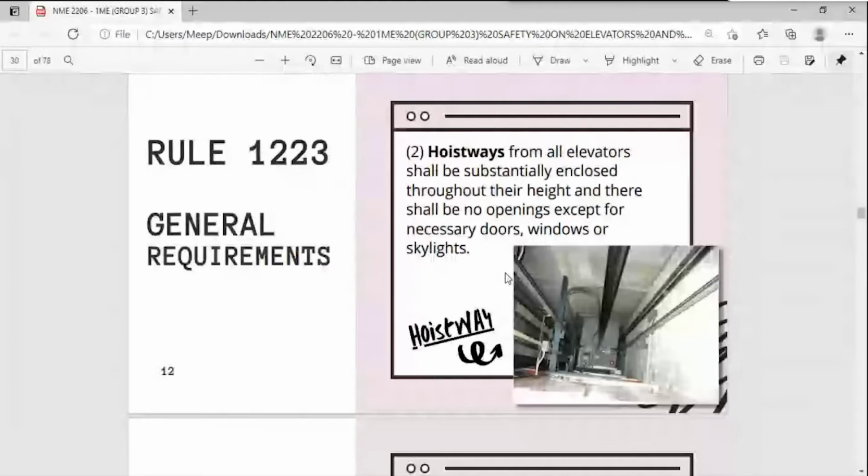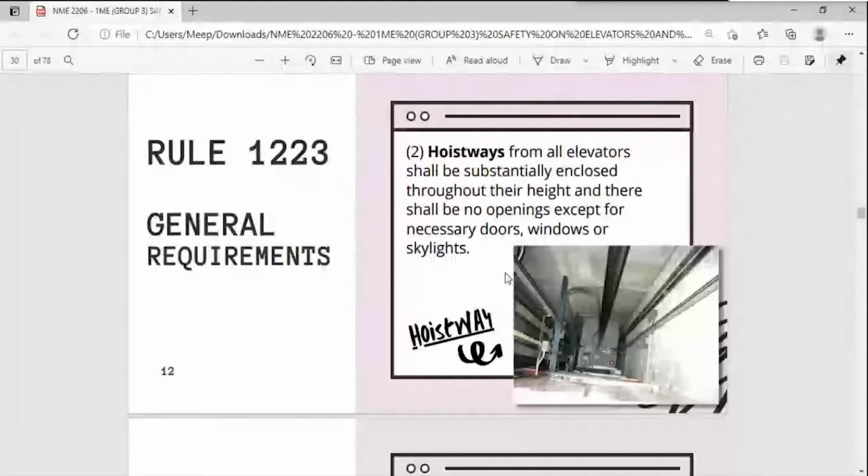Hoistways for elevators outside the building shall be substantially enclosed to a height of at least 3 meters or 10 feet, provided that the enclosure shall be continuous at the top of the side where there is access to the cage. The enclosure shall be either a continuous wall or substantial grillwork, metal bars, or wood slats. In general, enclosures shall be fire resistant.